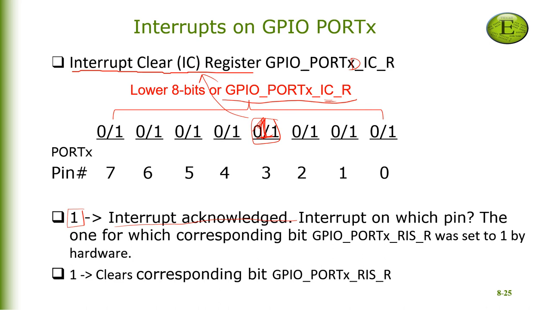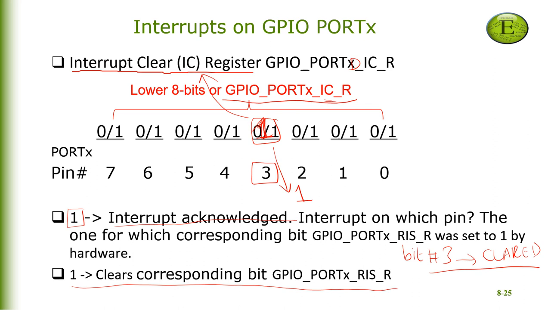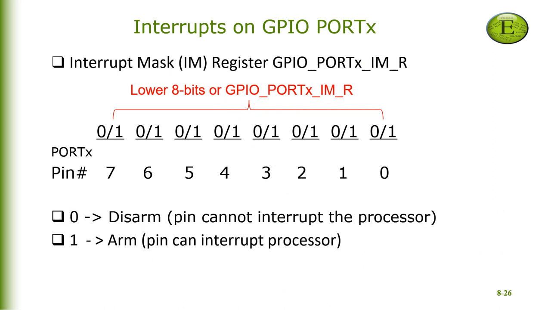So when we write 1 to this register at bit number 3, then the bit number 3 of the RIS register is cleared. So this is how you indirectly clear the bits in the raw interrupt status, that is the trigger flag register. So writing 1 clears the corresponding bit in the RIS register. And finally, we have the ARM bit of the GPIO port interrupts. That is the interrupt mask register, GPIO port X IM register. If we want to ARM the port pin so that it can interrupt the microprocessor, we're going to set the corresponding bit equals to 1.